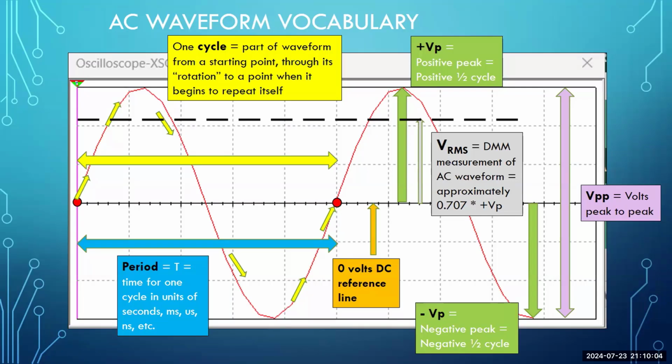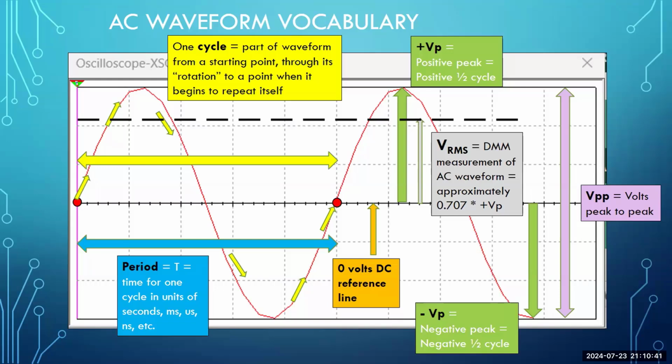Volts peak is a graphical determination for both positive VP and negative VP. The 0 volts DC reference line will appear in every oscope trace. It's always in the middle, going left to right. VRMS, you'll never see as a dashed line on your oscilloscope. It is, however, a value that your digital multimeter will be able to read that is approximately 70.7% of the peak. And then finally, on the far right, you have the volts peak to peak.